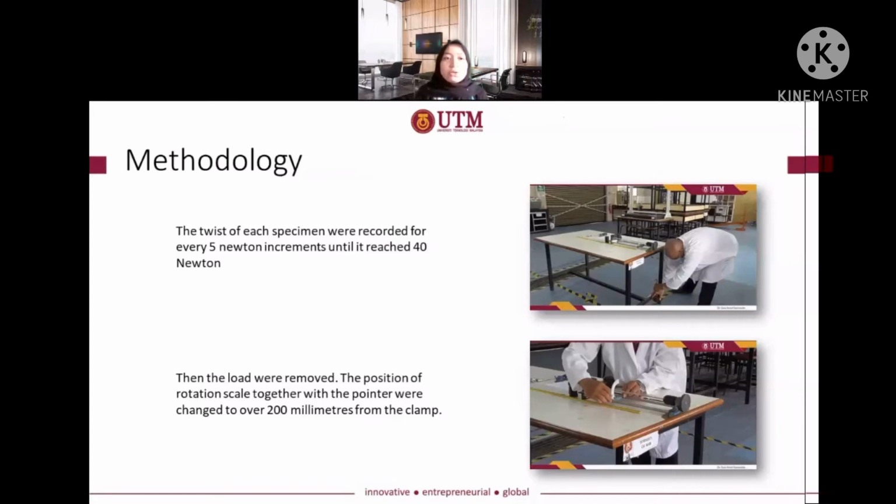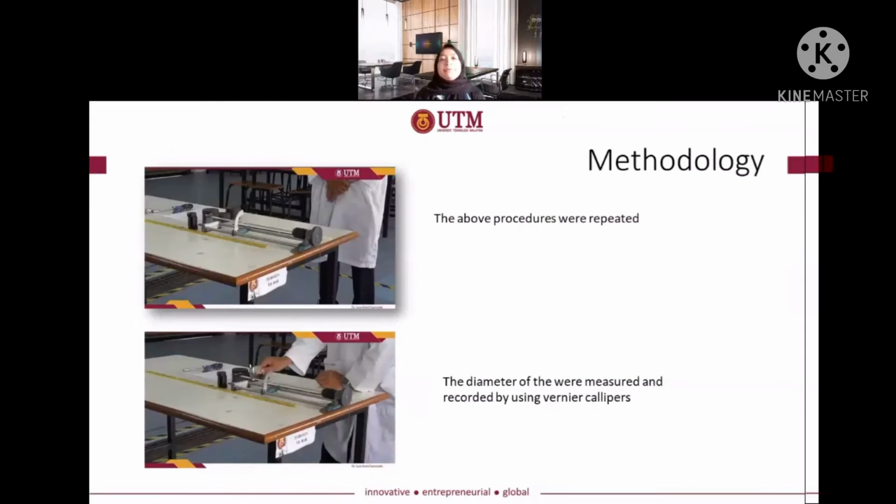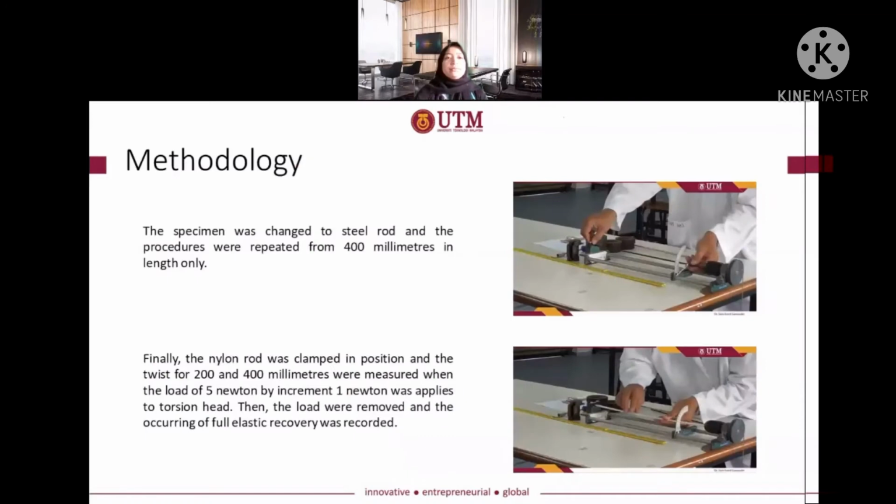The position of the rotation scale together with the pointer was changed to 200mm from the clamp. Then the above procedures were repeated. The diameter was measured and recorded by using vernier calipers. Then the specimen was changed to steel rod. After we used aluminum, we changed to steel rod, and the procedure was repeated for 400mm in length only. Finally, we changed to nylon rod.